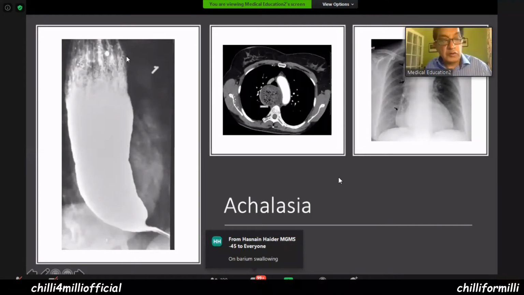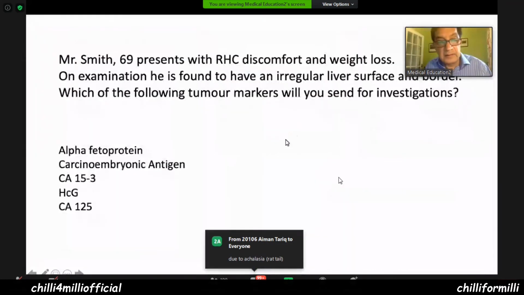So that is how your achalasia looks like. And this is your dilated esophagus here. And again, this is your dilated esophagus, right? That is how your achalasia looks like. Right. Okay. Moving on to the next question.